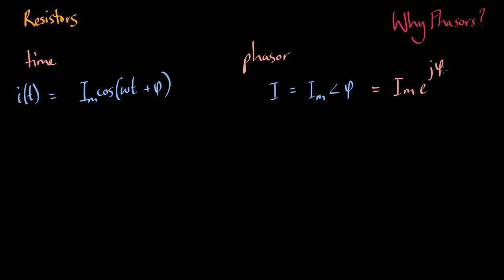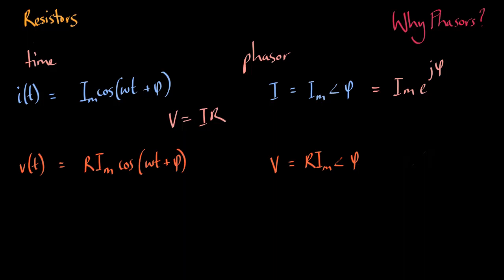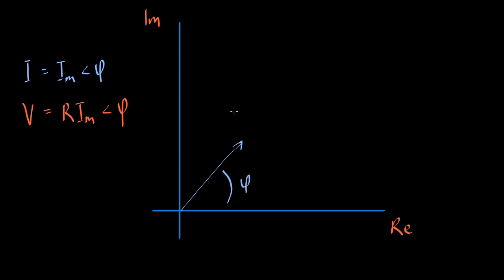Note, this is identical to the previous notation. In order to get the voltage phasor for a resistor, we use Ohm's law, V equals IR. Now that we've secured our voltage and current phasor, we can plot in the complex domain. The current phasor of a resistor can be seen to be at some angle phi, while the voltage phasor of a resistor is simply this multiplied by some resistance scalar.